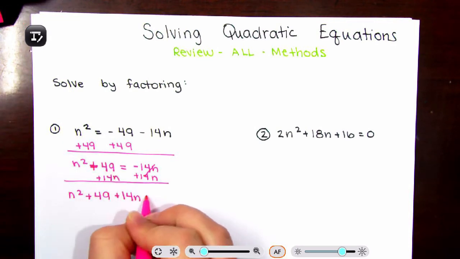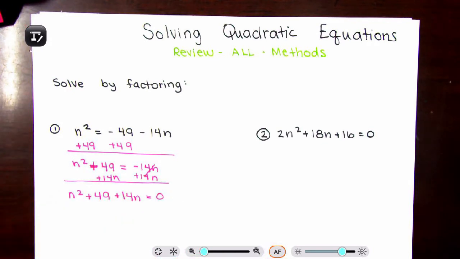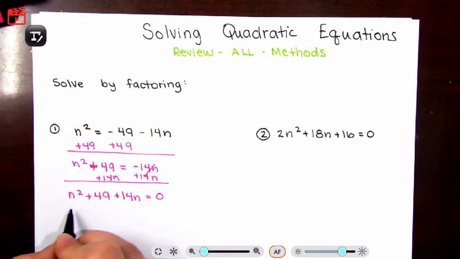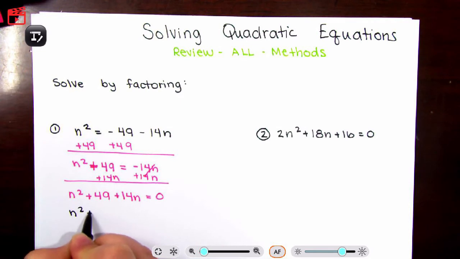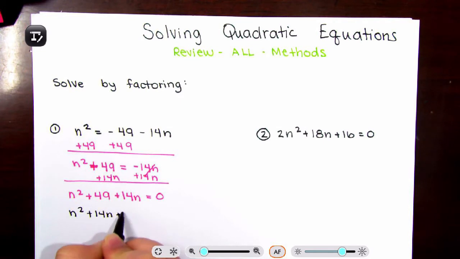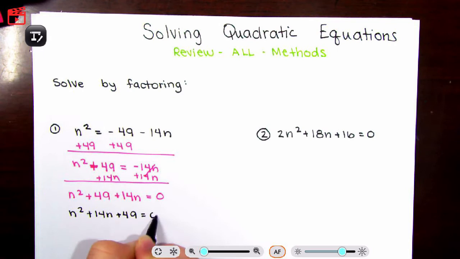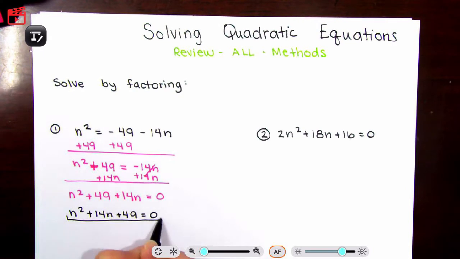Now make sure you do have it in standard form, and standard form means that you have decreasing exponent values. So notice I have it squared, nothing, and then n. So that means I have to rearrange it. n squared plus 14n plus 49 is now equal to 0. This is the equation that we will be working with.